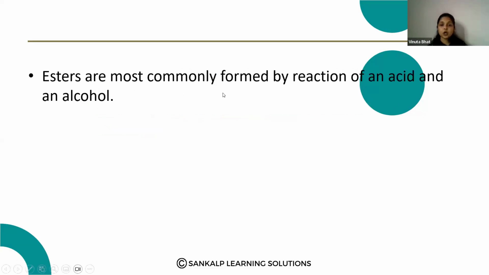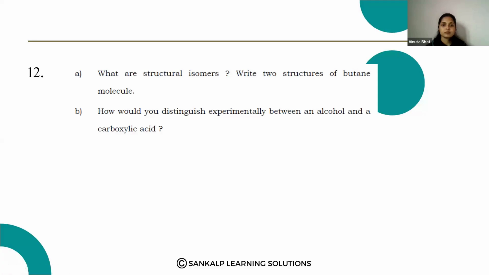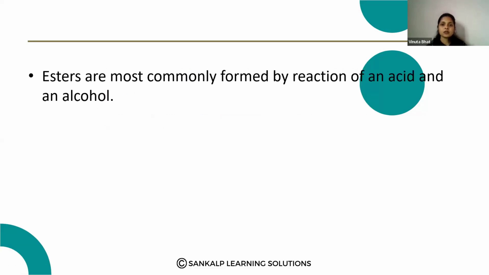Esters are most commonly formed by reaction of acid and alcohol. But carboxylic acids are not formed by the reaction of acid and alcohol.